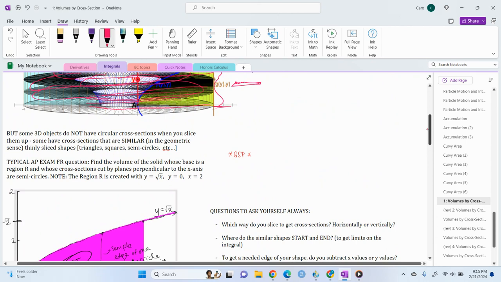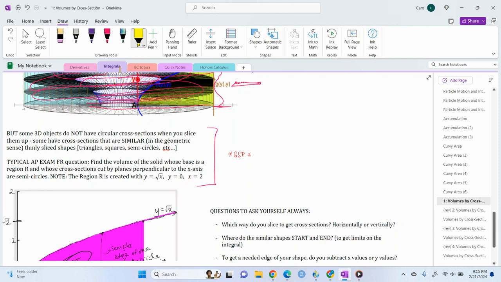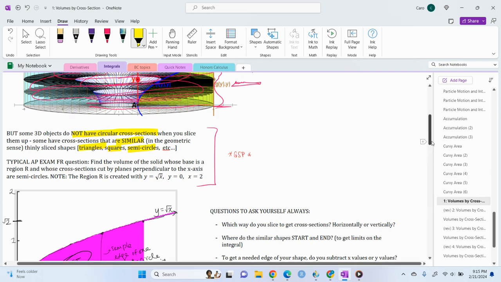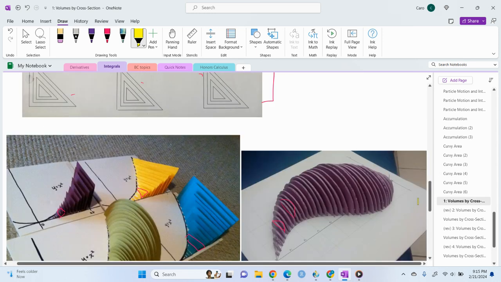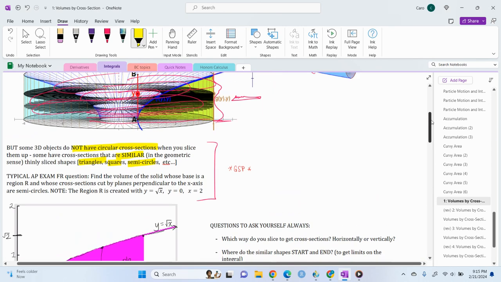Okay, so jot this down for yourself here. Like we said before, some 3D objects do not have circular cross sections when you slice them up. They can have different shapes. They have to be similar. So they either all have to be triangles or all squares, all semicircles. Whatever shape you have, you have to have the same shape throughout in order to use the method we're going to be using, okay? And they're all similar to each other. They're not congruent, but they're similar, okay?